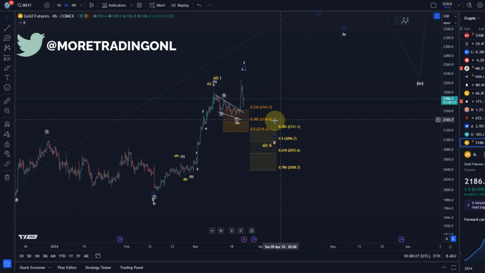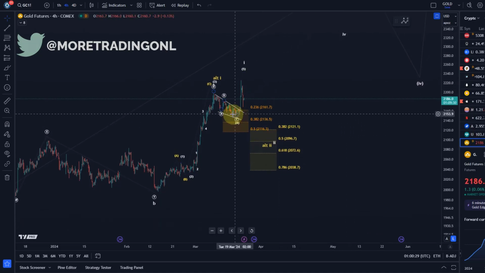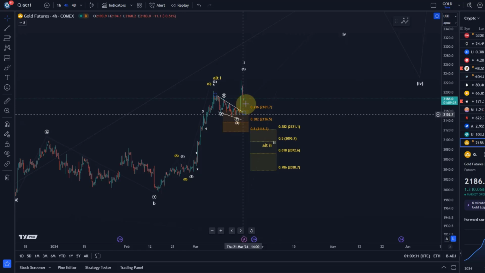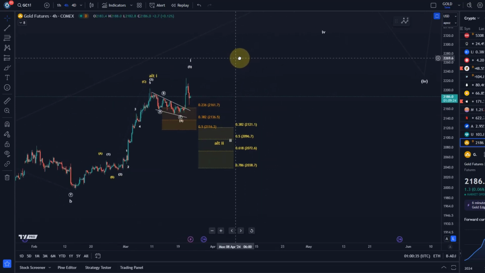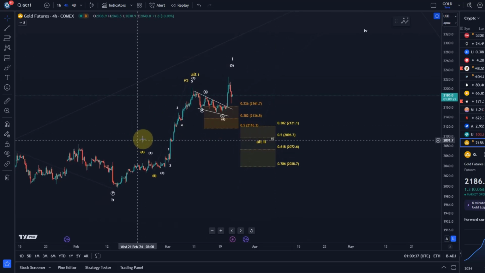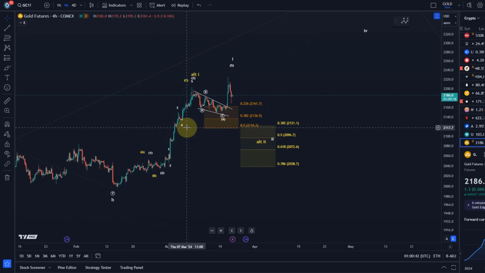Gold reacted to our support region here in orange and formed one more high. That was according to our preferred scenario. And we want to take a look at the updated wave count, if there is anything to update, because actually not. Everything went according to script, at least here with this move to the upside.